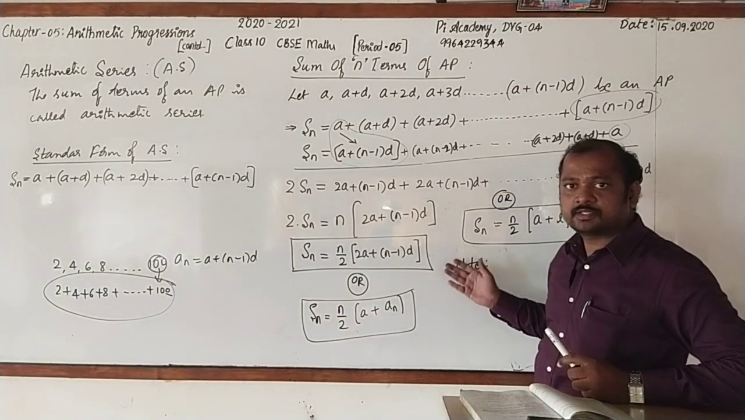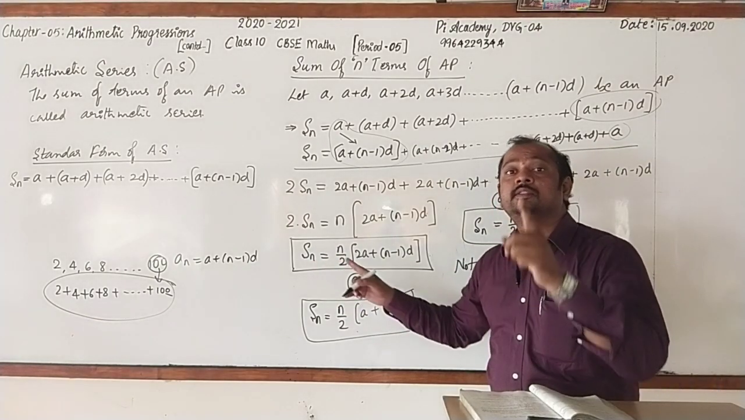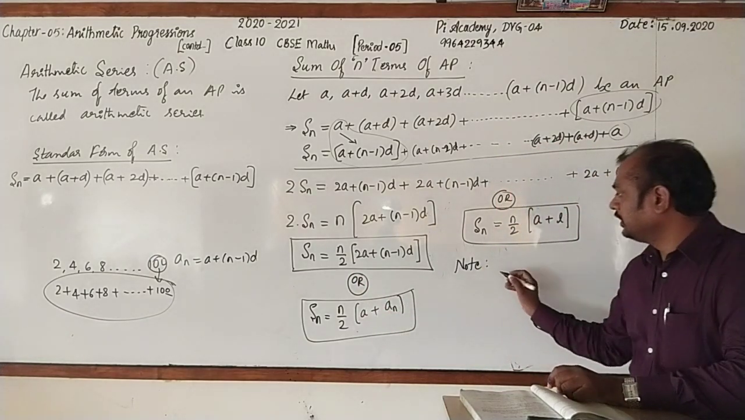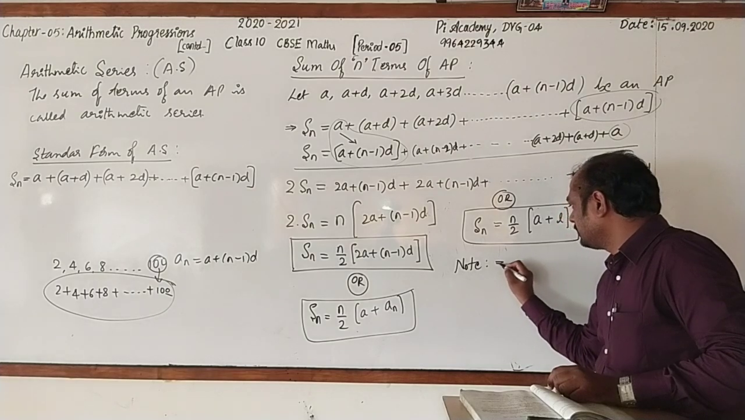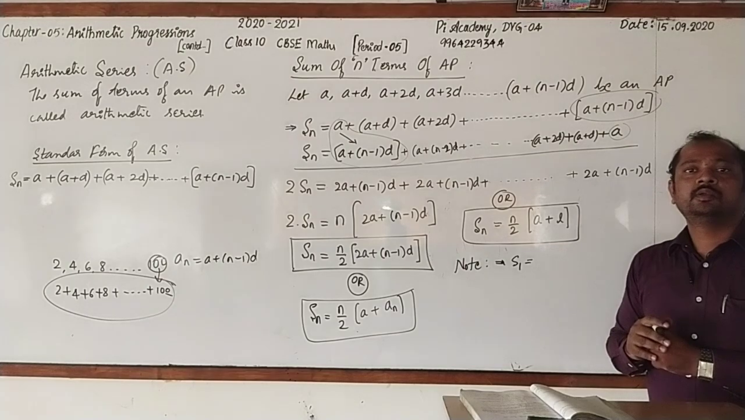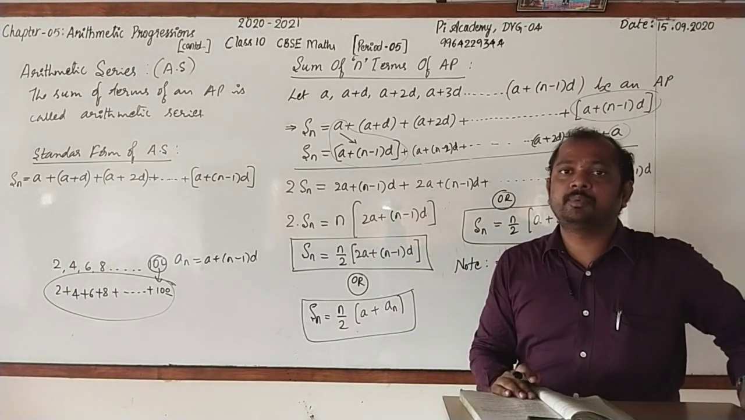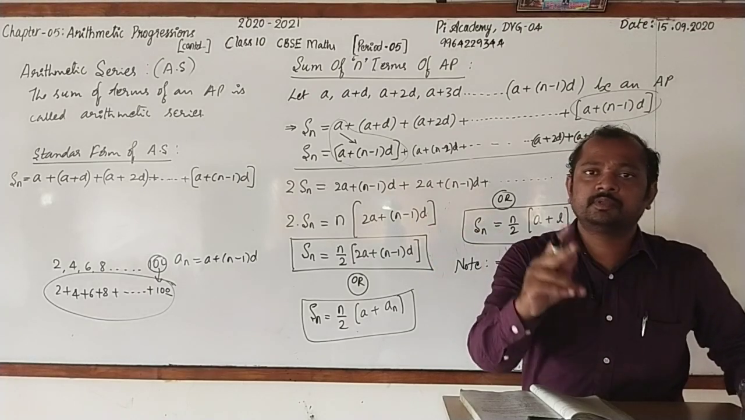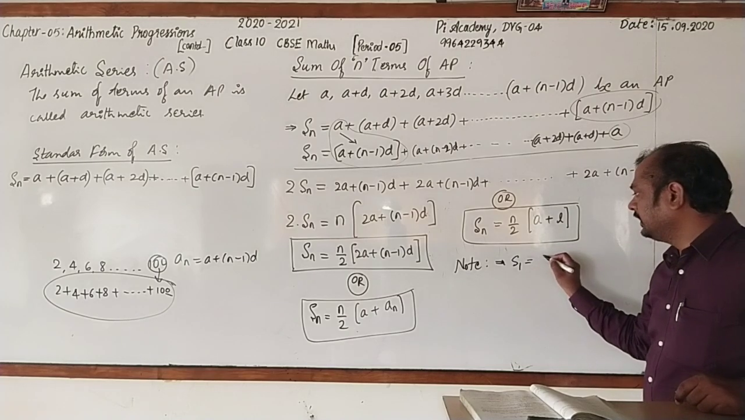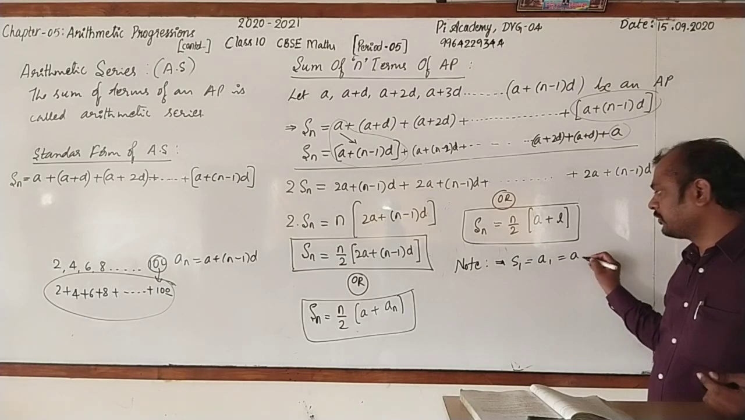Hope that you have written this. Now observe it. Could you tell what does Sn indicate? The sum of n terms of AP. If I write S1, what does it mean? Do you say that sum of one term? Please do remember, if you want to find out the sum, there must be minimum 2 numbers. If it is S1, it is nothing but first term. It is a only. Followed?